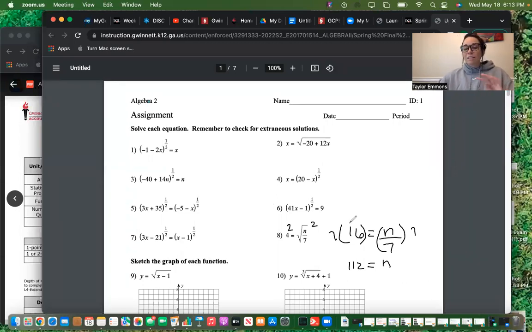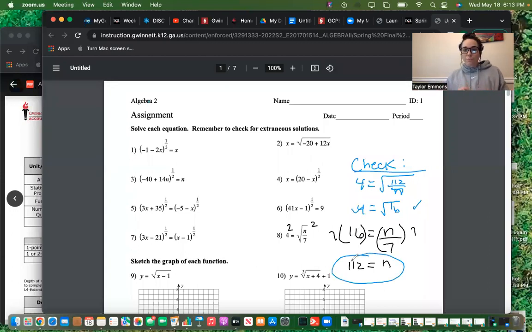Okay. Again, remember, we have to check radical answers. Okay, so checking. You're going to plug in 112 back into here. So 4 equals the square root of 112 divided by 7. Okay, so 112 divided by 7 is going to give us 16. And the square root of 16 is 4. So it works on both sides. So 112 works.